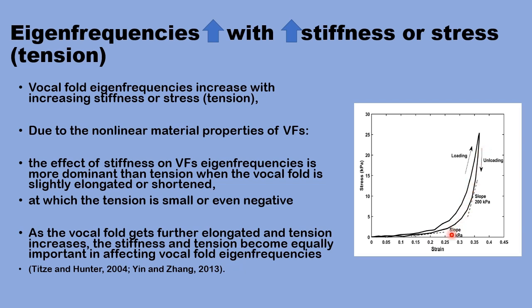As you can see, it's like a curve with a considerable change in the length of the vocal fold with only small changes in the tension in the early parts of the curve, and in the later part of the curve you would need a considerable amount of tension to increase the vocal fold length only a small bit. This property of nonlinear material of the vocal fold explains why in the early parts of this curve, when the vocal folds are only slightly elongated, the stiffness of the vocal fold is more important than the tension applied. But in the later part of the curve, both the stiffness and the tension or the stress are equally important.